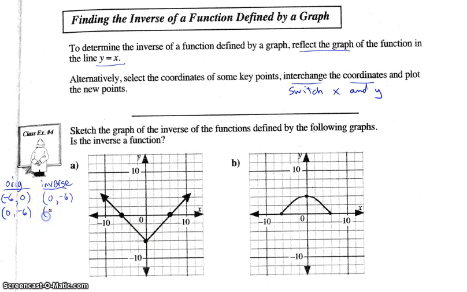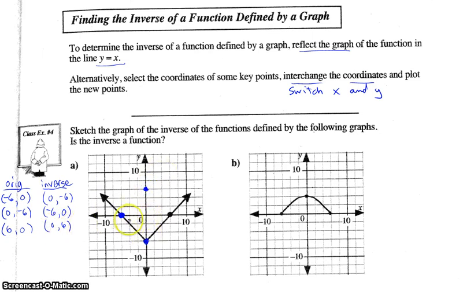Do the inverse, switch your x and y, we'd be at negative 6 comma 0. Okay, this point over here on the far right would be 6 comma 0, inverse 0 comma 6. Okay, so if we plot our inverse now, 0 comma negative 6, so that'll land right here. Negative 6 comma 0, that lands here as well. Okay, and 0 comma 6 would put us right here.